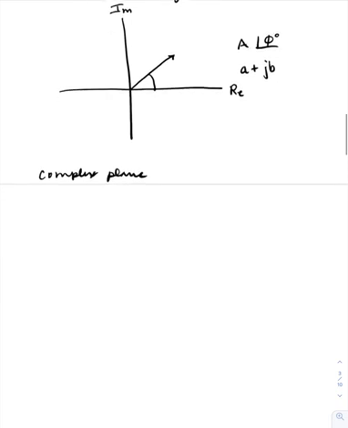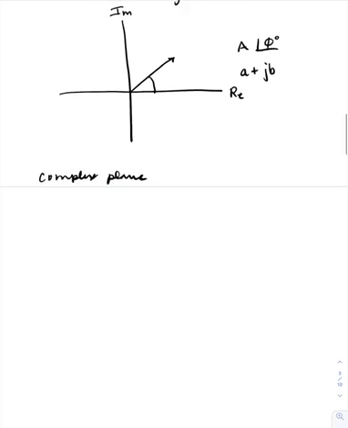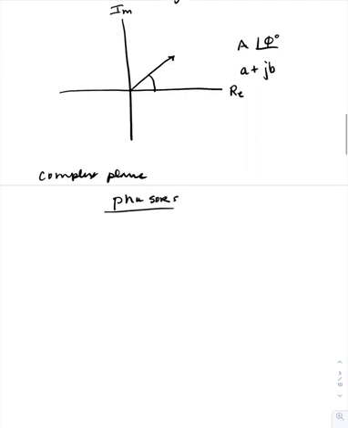Okay, so let's take a look at, so these are phasors. These are all considered phasors. And this is polar form to rectangular.